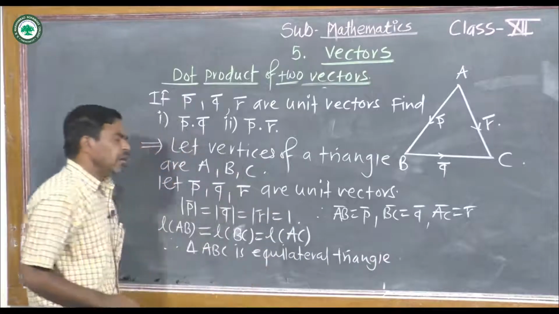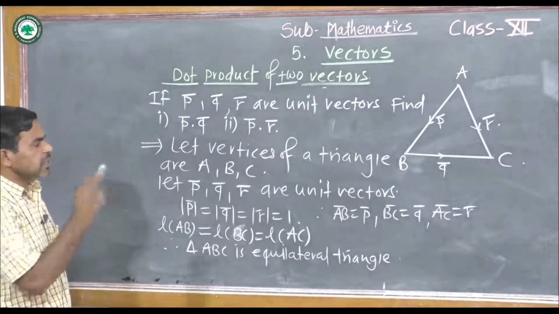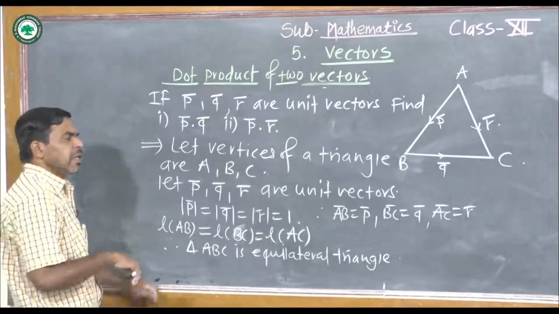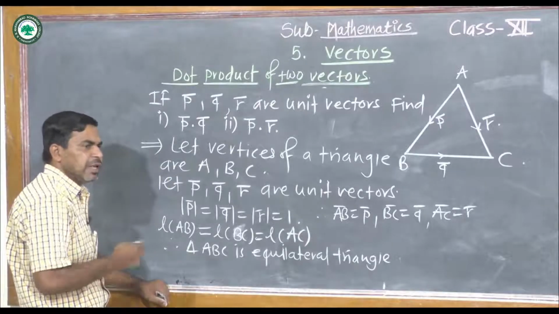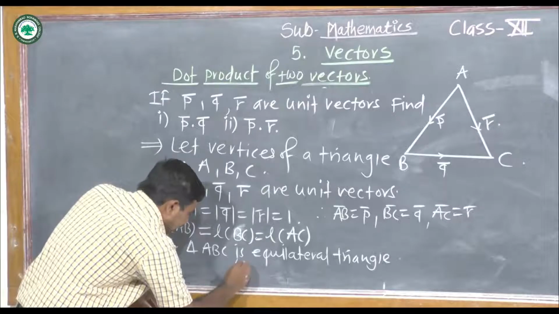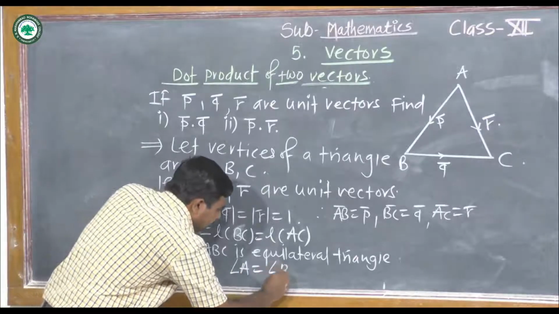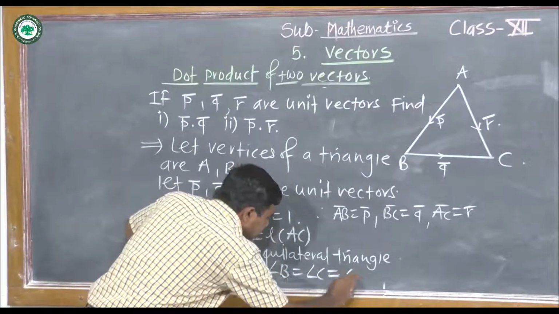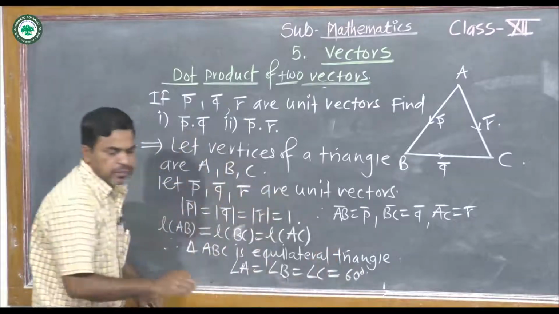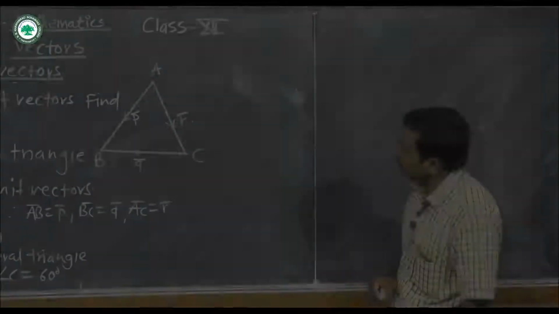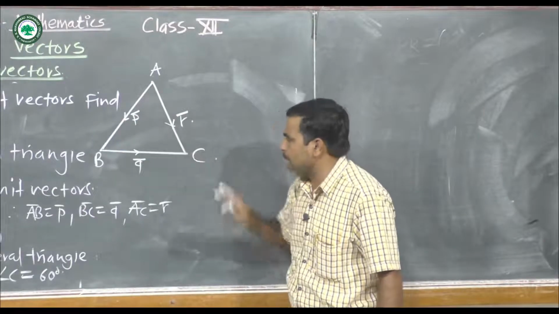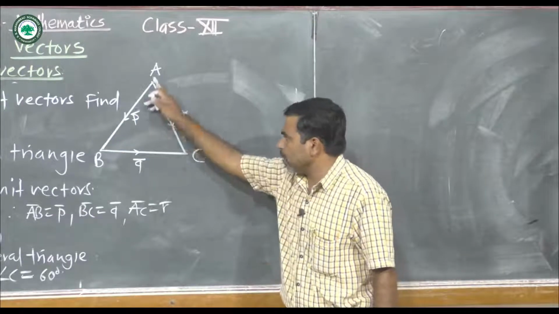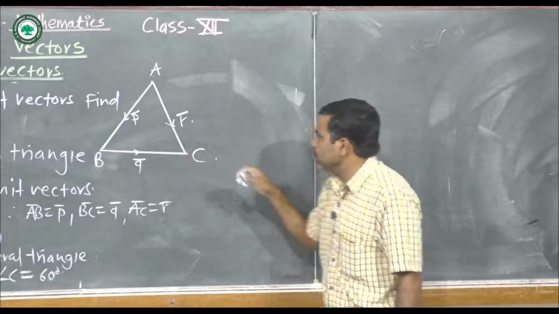And we know that in an equilateral triangle, the three sides are equal, as well as the measures of the three interior angles, and they are 60 degrees. So angle A is equal to angle B is equal to angle C is equal to 60 degrees. If we take the dot product of AB bar and BC bar.